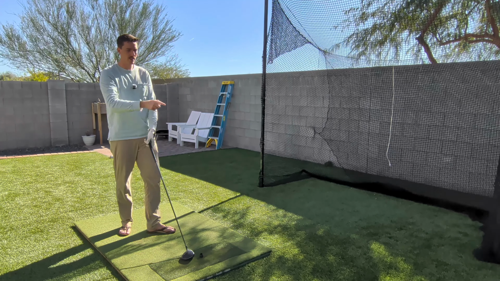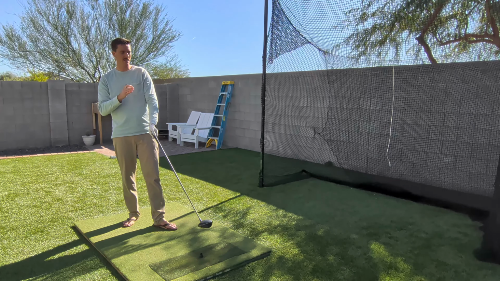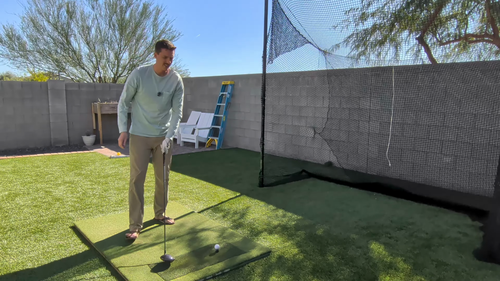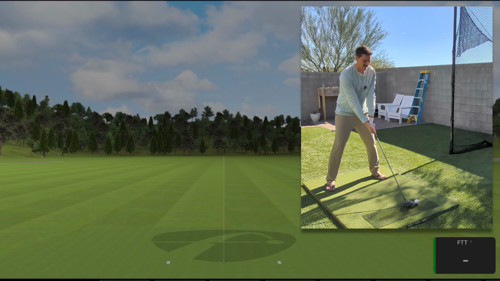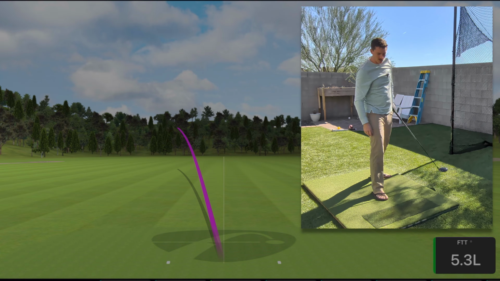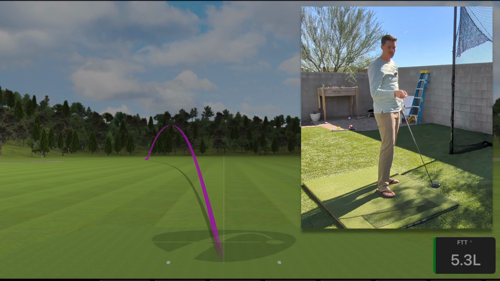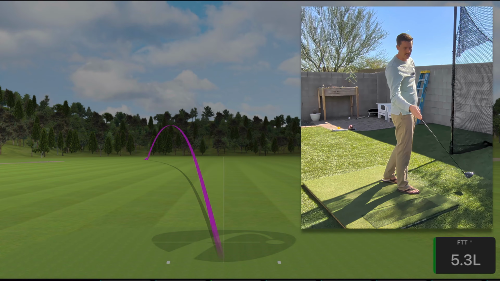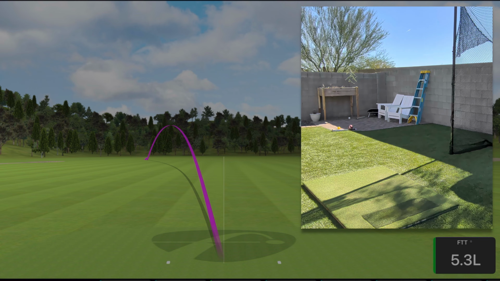When we're looking at the data point on the simulator, on the Mevo Plus, it has this data point labeled as face to target. We want that at 0. So let's see what we can do. Ooh, I think it was closed. Yeah, so that's saying 5.3 degrees left. My club face was way closed. You can see the ball started out left and just kept rocketing left.